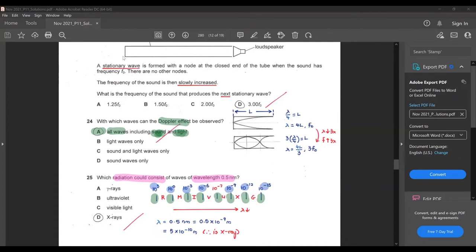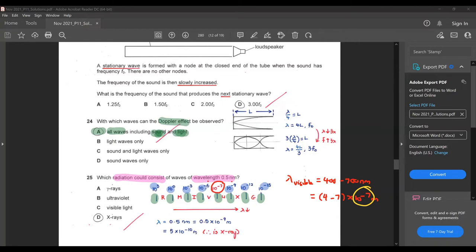There will always be one special exception in between 10 power minus 6 and 10 power minus 9, which is 10 power minus 7. 10 power minus 7 is because you need to take into account the presence of visible light. We know that the wavelength of visible light is 400 to 700 nanometer, which is 4 to 7 times 10 power minus 7 meter. This is where your 10 power minus 7 comes from.